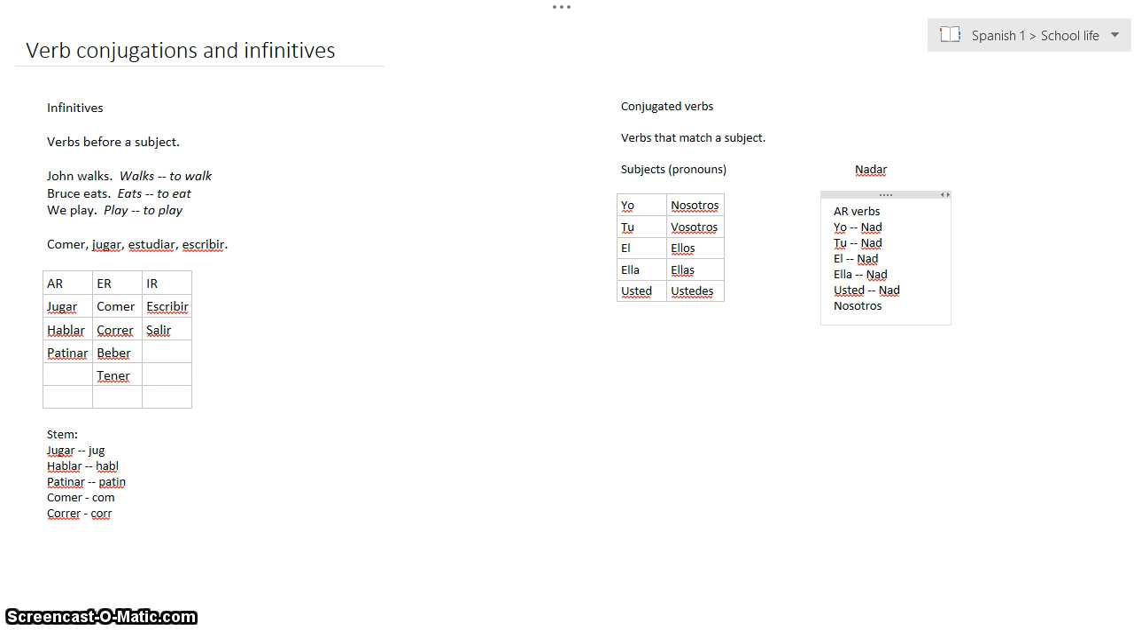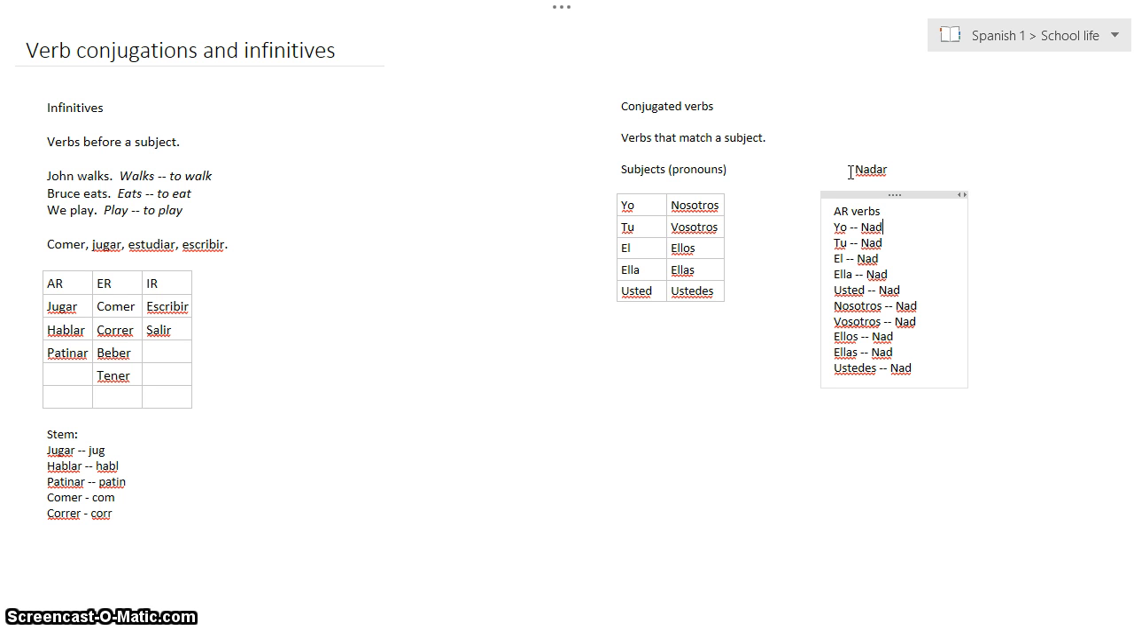Let's just throw in nosotros and vosotros and ellos, ellas, and ustedes. We'll throw in those forms too. Again, let's finish off with the stems for each of these. And what we do is we add a new ending to each of these stems.